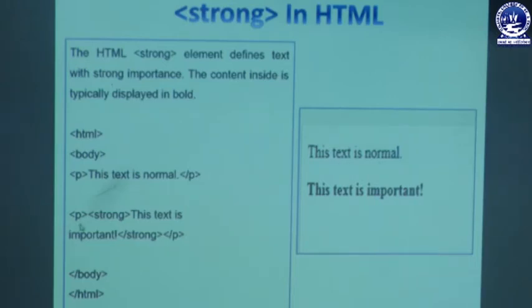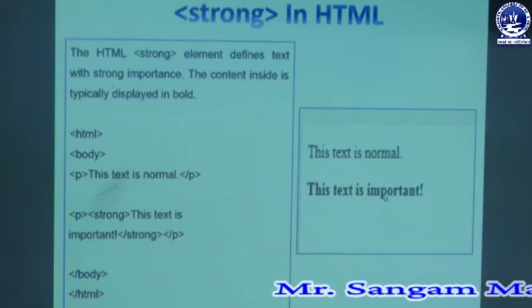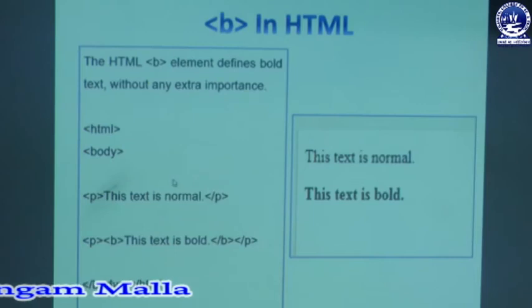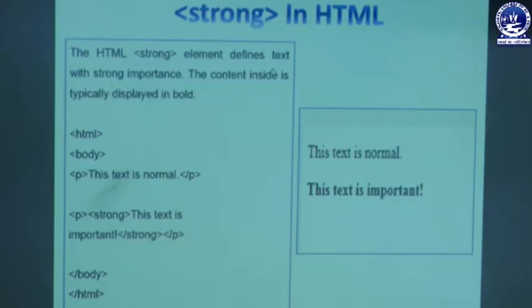Then in the second paragraph I have specified the strong tag, and inside the strong tag I have written "this text is important". This tag defines that the phrase or text written is very important, so it has been displayed in bold letters. So you can see that there is a difference between the B tag and the strong tag: B is only used to denote a bold letter, whereas strong is actually used for strong importance.